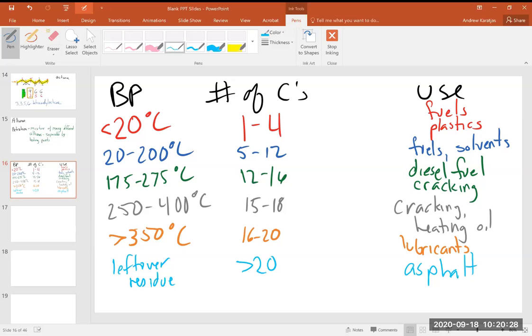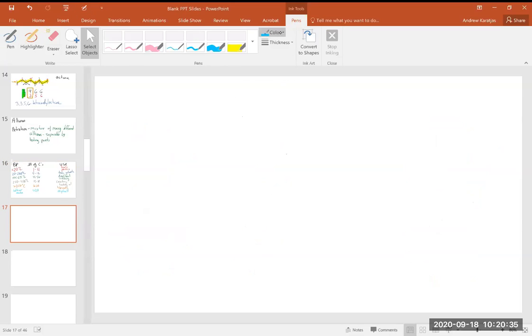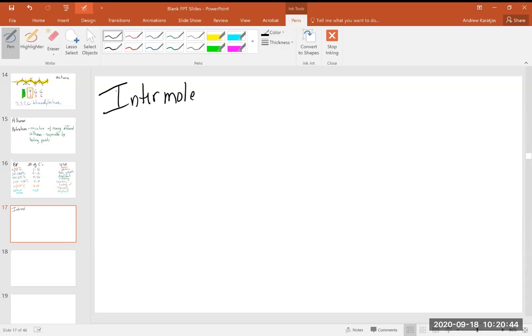So why is it that we're able to separate these on the basis of boiling points? Well, this is something you may remember from general chemistry or foundations. But all of this, in terms of boiling points, is based on intermolecular forces. So remember that intermolecular forces are the forces between molecules. These are not actually bonds. These are the forces between molecules.